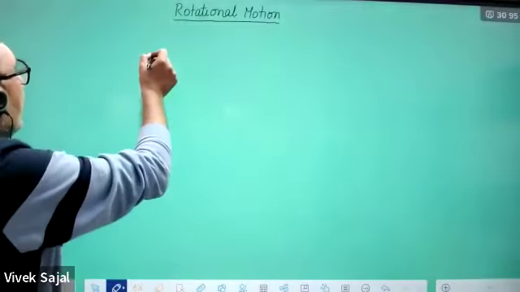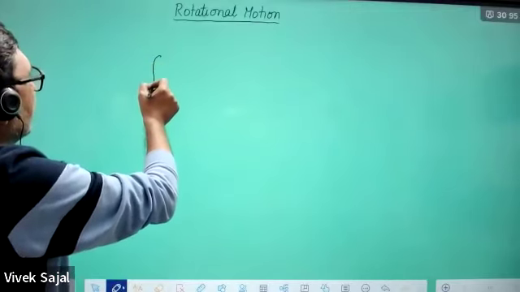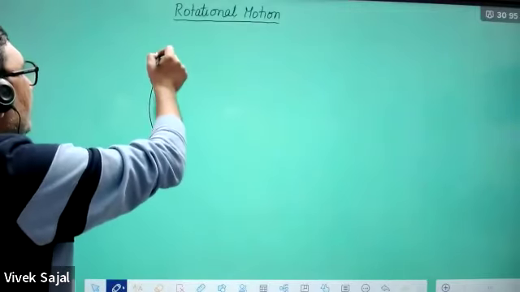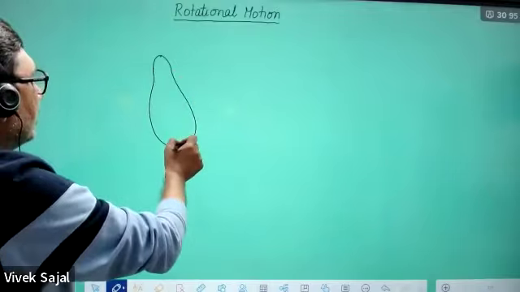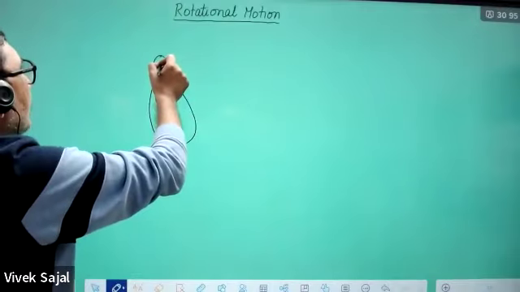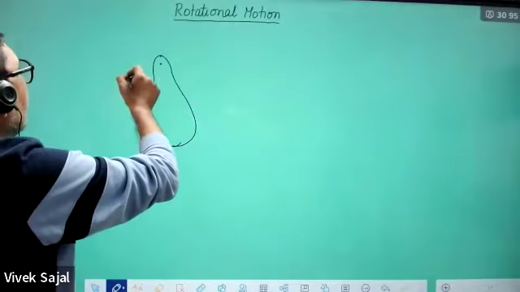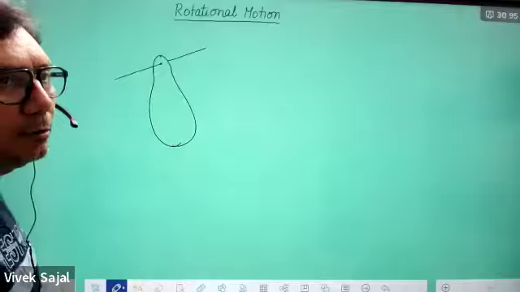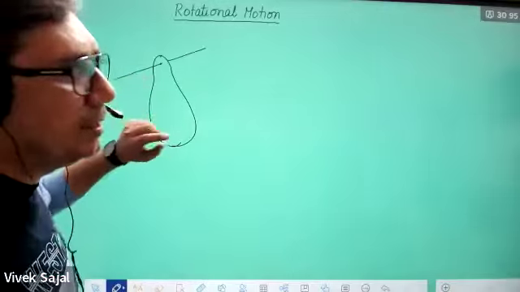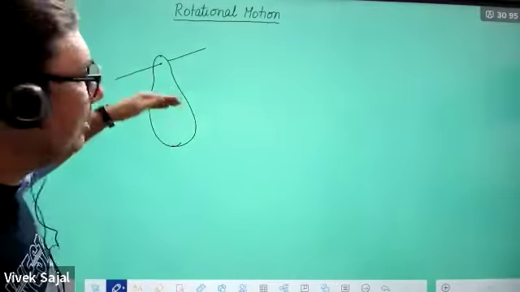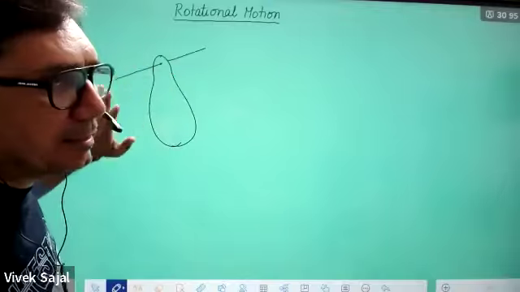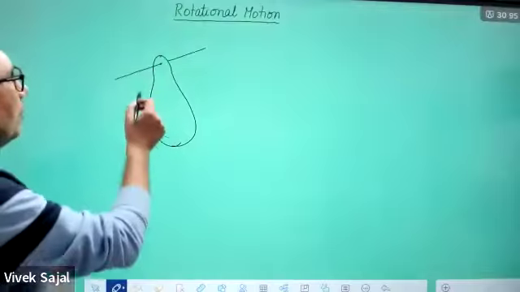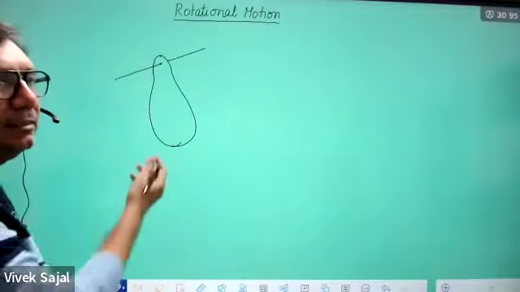If you have an object like this, and it is rotating about this axis. This is the axis about which the object can rotate. It is not leaving its place, but it can rotate only about this axis. Okay? So now, what will be the kinetic energy here?